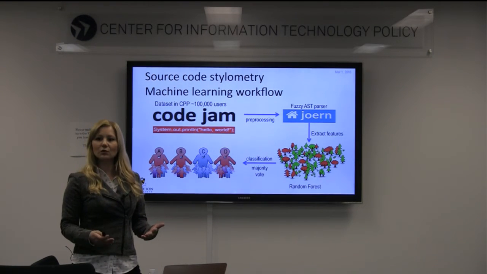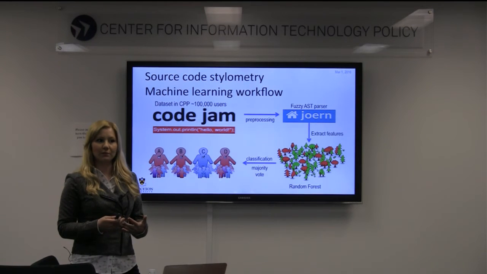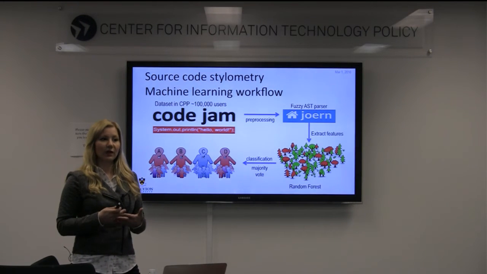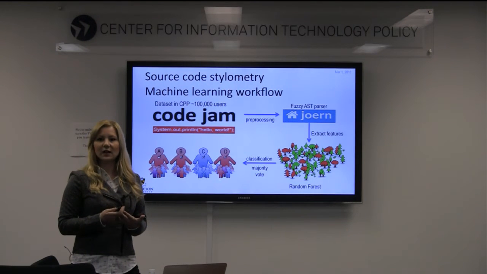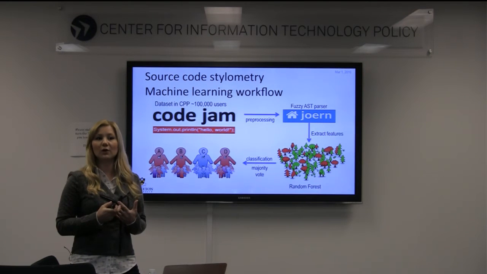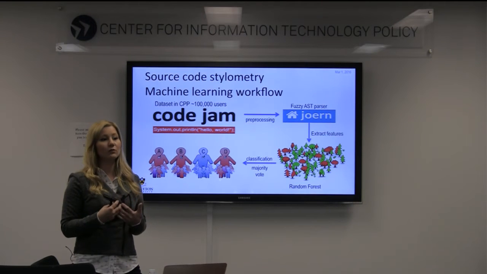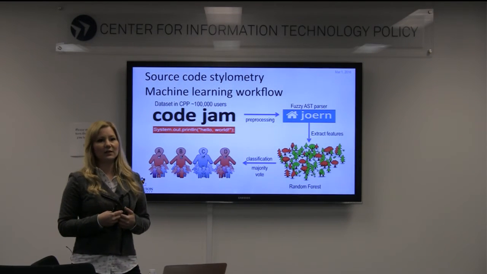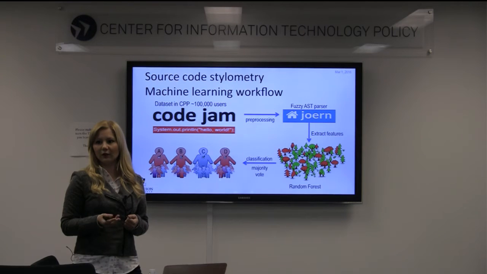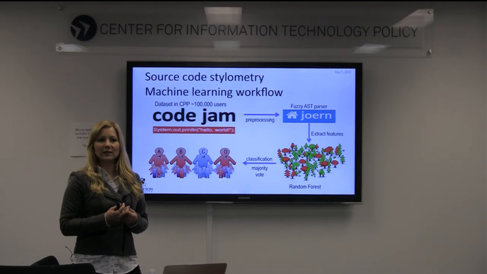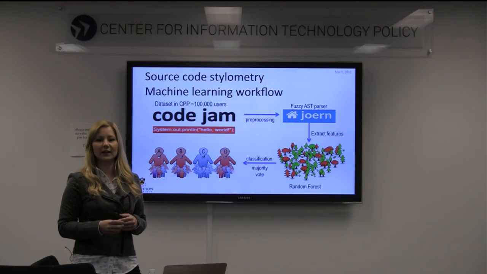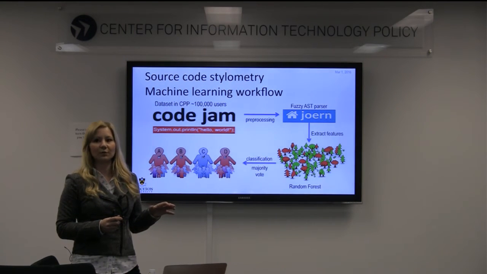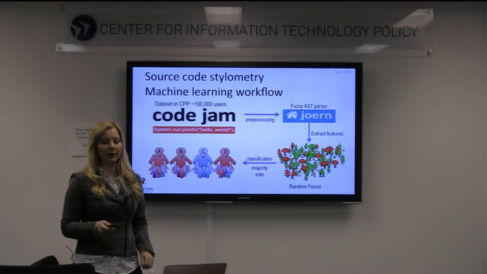Once we have the source code with known authors from Google Code Jam, we pre-process it with a fuzzy parser to obtain the abstract syntax trees. Once we have the abstract syntax trees, which represent the syntactic structural properties of code, and also the source code, we extract features that represent individual coding style. We feed these features to a machine learning classifier, in our case, a random forest. This classifier has 300 trees that do majority voting so that they can classify an anonymous coding sample as belonging to one programmer.